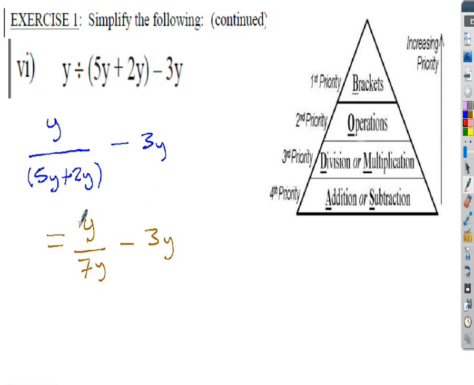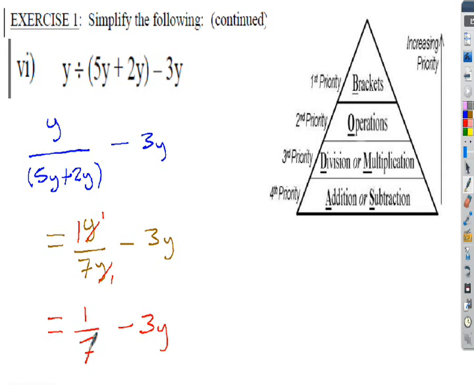If it helps you, you can think of there being 1y in the numerator, with the fraction there. So on the next line what we're going to do is cancel the y's top and bottom. So this y cancels with this y, giving us 1 top and bottom. So we end up with simply 1 upon 7 minus 3y.